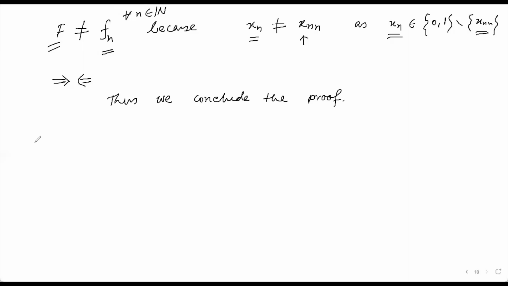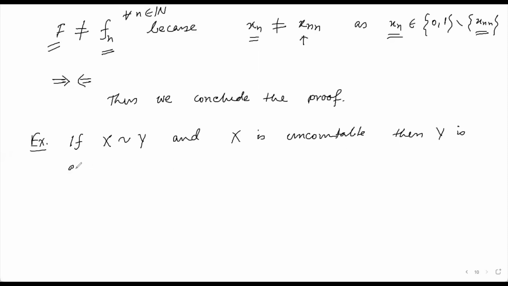And here we have an exercise. If X is equivalent to Y and one of them, let's say X, is uncountable, then Y is also uncountable.